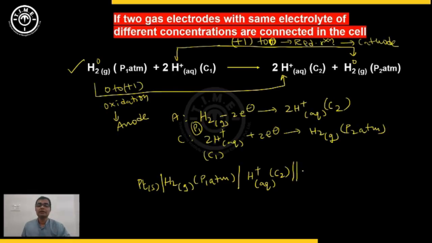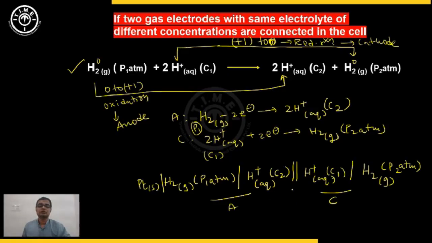Next, two parallel vertical lines, that is a salt bridge. Then H plus ion, its concentration is C1. Next a single vertical line, then hydrogen gas, mentioning its gaseous state and its pressure P2 atmosphere in small brackets. So this is considered the anode and this one the cathode, both connected with a salt bridge. This is a cell notation.